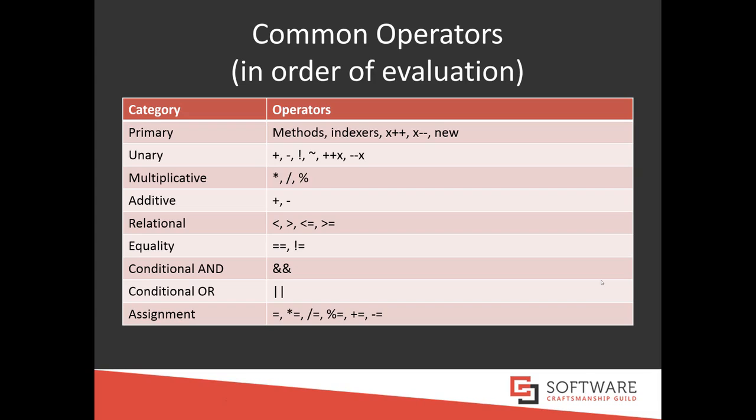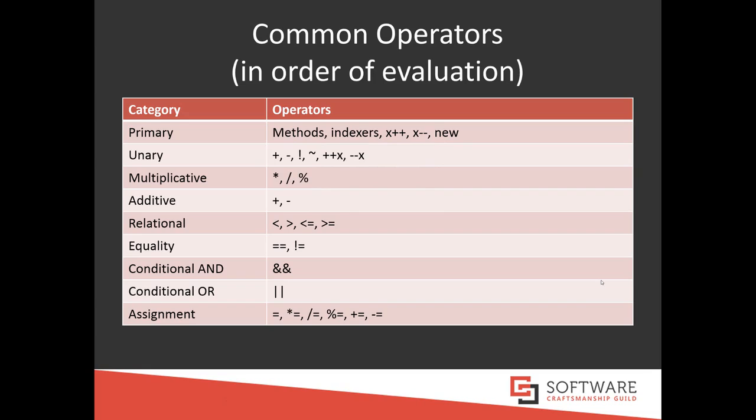The equal sign will assign a value to a variable. Double equal returns true or false. Is this value equal to the second value? Yes or no? 3 double equal 3 is true. 3 double equal 2 is false. Not equal is the opposite of double equal.